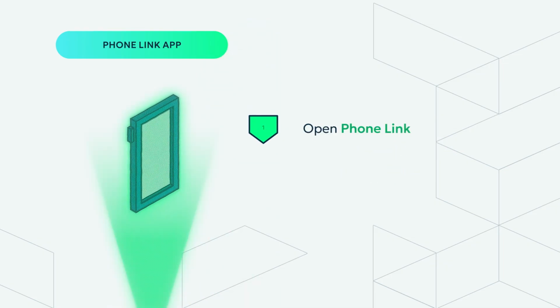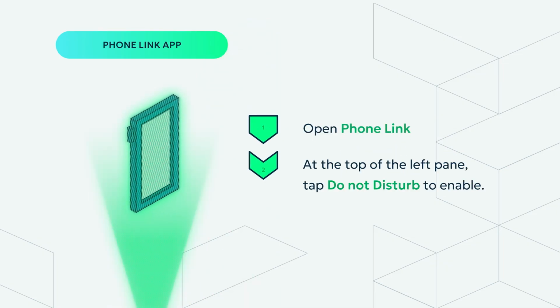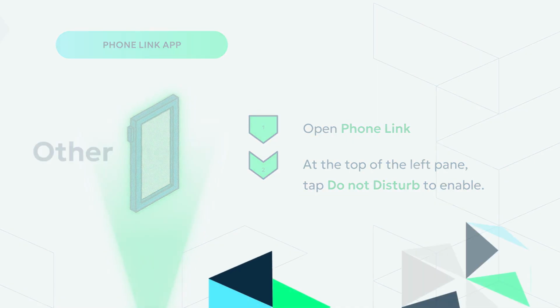It's easy. Open PhoneLink, and at the top of the left pane, tap Do Not Disturb to enable. Afterwards, all synced notifications from the linked mobile device will be muted.